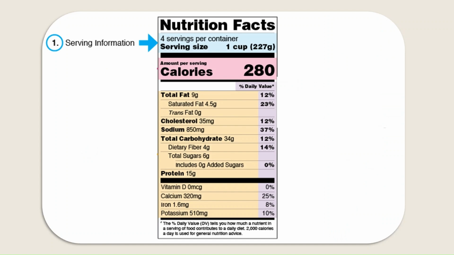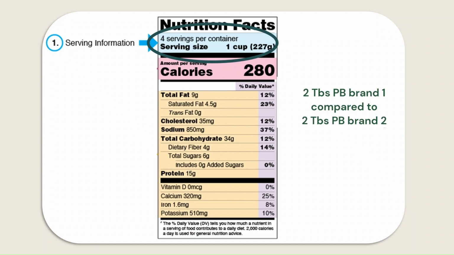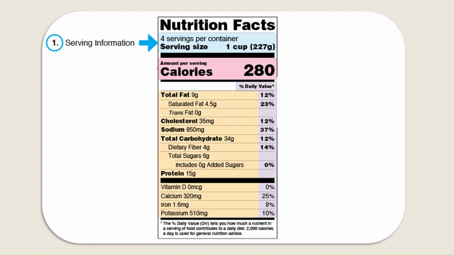Under the serving information section, you will see the serving size and servings per container. Serving sizes are standardized so you can compare similar foods. For example, the serving size for peanut butter is 2 tablespoons. That means you can compare the nutrients in different brands of peanut butter. The serving size is not a recommendation for how much you should eat. However, serving sizes are often a typical amount a person eats.